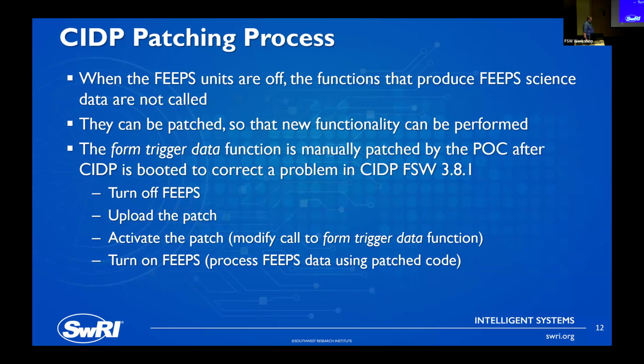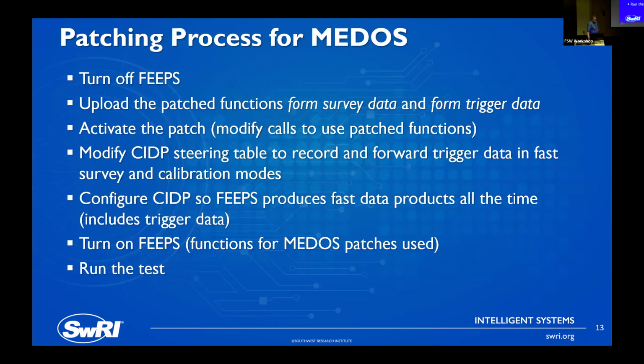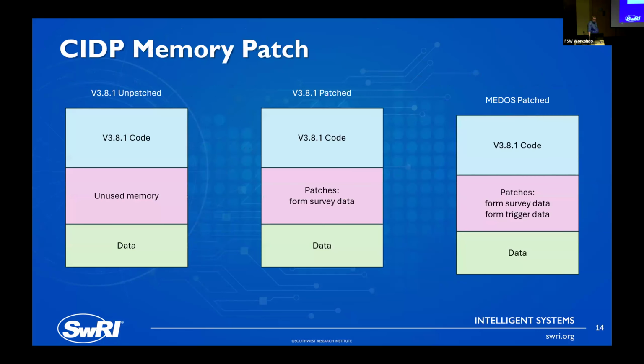So going into just the patching process, we turn off the FEEPS and then upload a patch, and then activate the patch, and then turn the FEEPS back on. This stops the flow of data so that the onboard task processing isn't actually executing or trying to process data that's coming in while we're applying the patch. So those steps are just outlined here. Applying the patch, and then we can actually run a test after we've applied the patch.